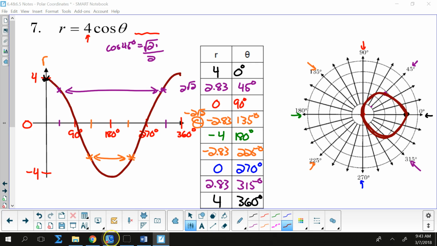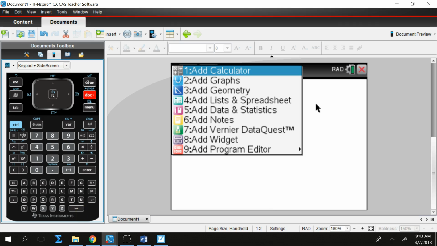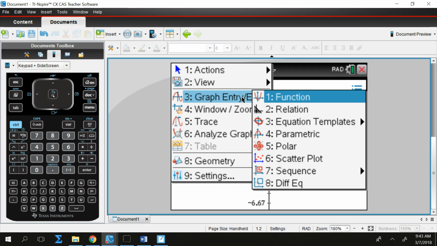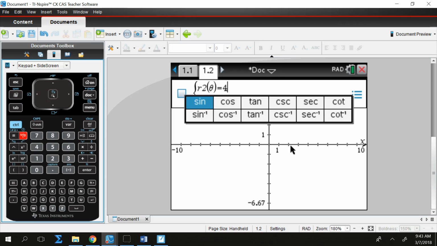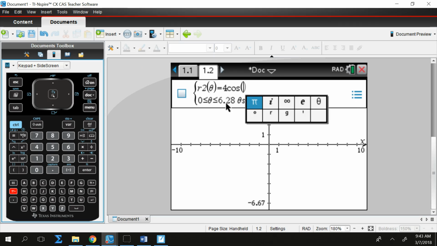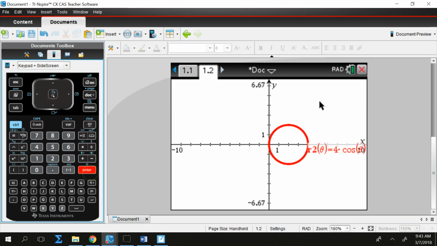Let's graph that one on the calculator. So we said, what was it? It was 4 cosine of theta. 4 trig cosine of theta. And there it is.